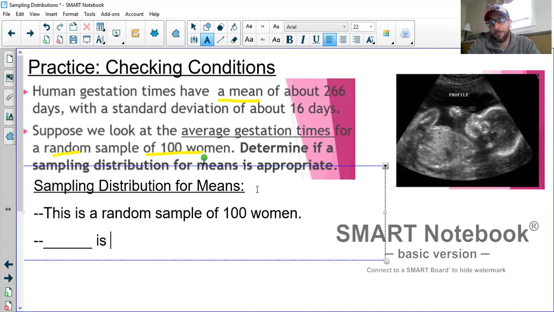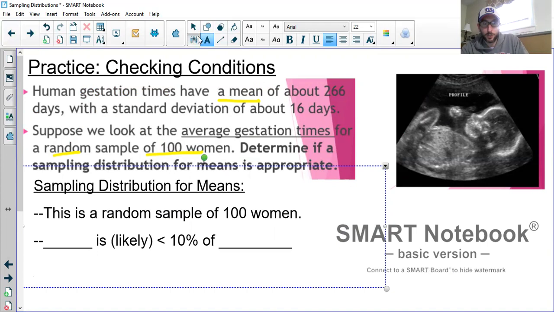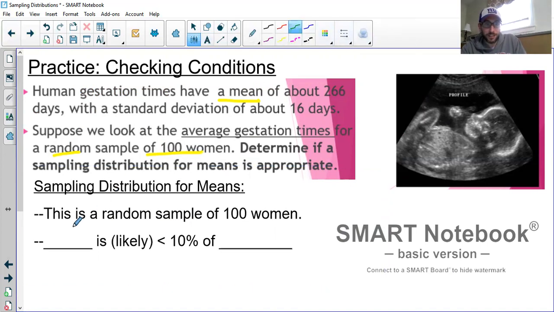It's probably true. 100 women is less than 10% of blank. Remember, here we have to define our sample and our population. So in this context, we're saying our sample size of 100 women is likely less than 10% of all women. Maybe they're not pregnant yet, maybe they're going to get pregnant in the future. I don't know. Would you say 100 pregnant women is less than 10% of all pregnant women here? I think I would mark that correct as well. I don't think it's really clear based on the context I chose.